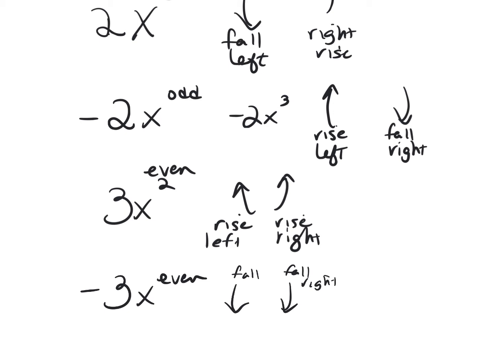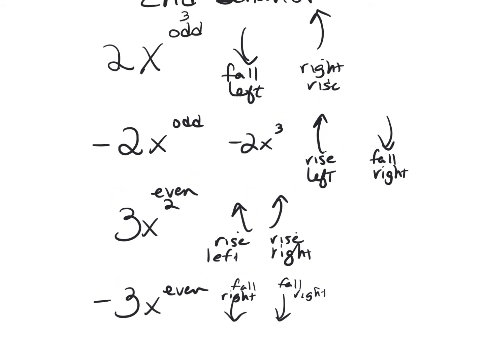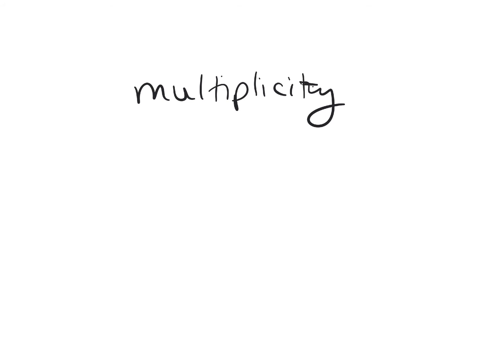So once you get your zeros, you're going to add these end behaviors to the far leftmost zero and the far rightmost zero. Also, the video talked about multiplicity, and this is just counting how many times your zero occurs.